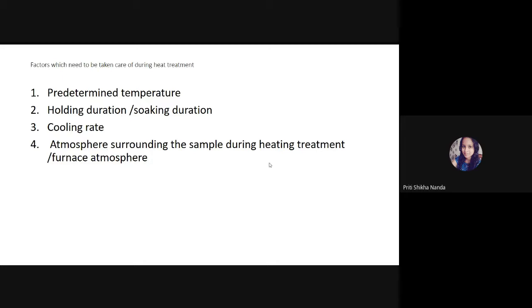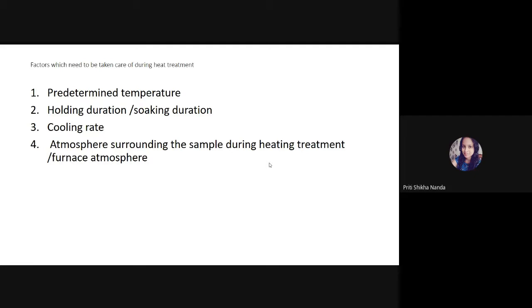Atmosphere is also a factor. If it is a normal atmosphere, it will corrode the sample. The sample will get oxidized, and there is a loss of material due to the formation of an oxide scale. The oxide scale will form, and the loss of material will get removed.